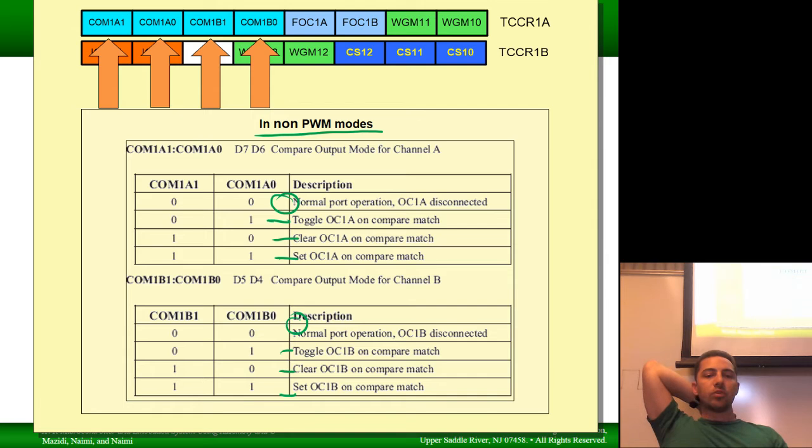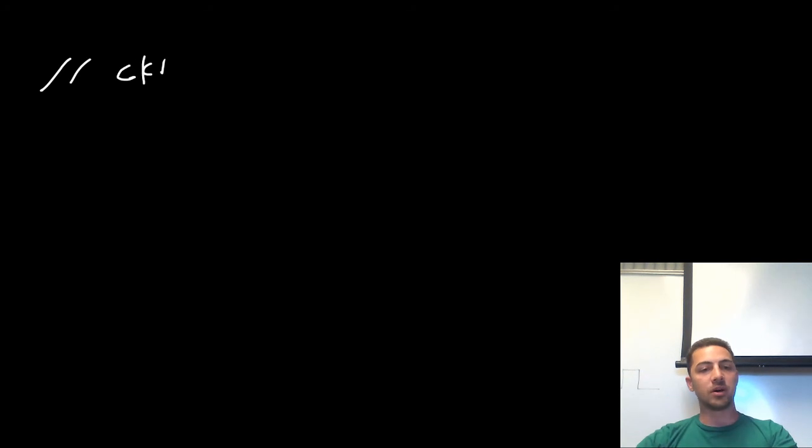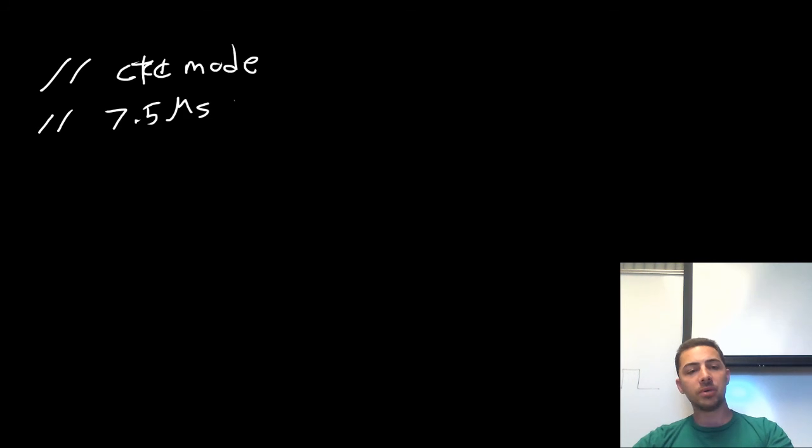Okay, so to change your homework would not be that great a deal. Our homework was something like this. We wanted to make sure that we had an ink color that could be seen on the screen. There we go. We wanted to make sure that we were in CTC mode. And we wanted to make sure that we had, what was it, 7.5 microseconds between toggles.